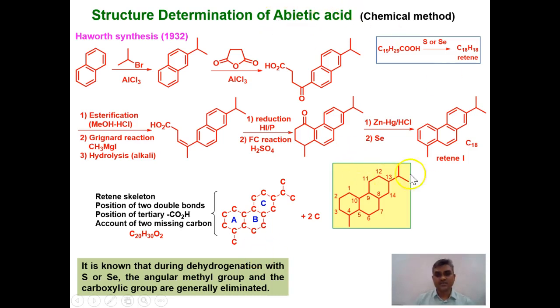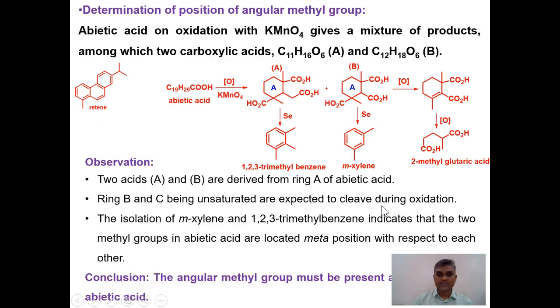abietic acid is concerned. We have proved that it contains a phenanthrene skeleton with methyl and isopropyl accounting for 18 carbon atoms. And in this skeleton, we now have to assign the positions of one angular methyl group, then 2 double bonds as well as the carboxyl group. Now let us find out the position of the one missing carbon atom, and we assume it to be the angular methyl group because it was lost during the dehydrogenation.